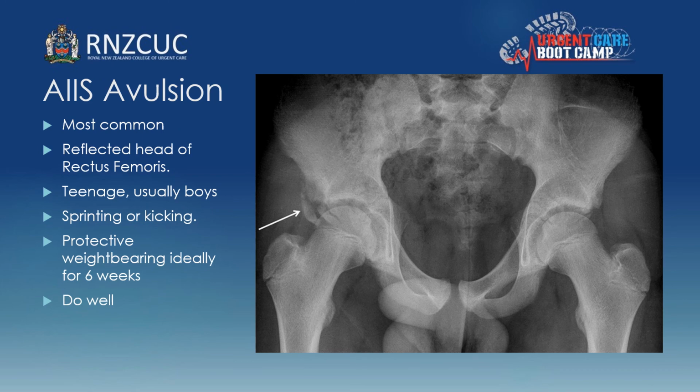Onto the pelvic avulsions. AIIS is the most common. These aren't super common injuries. You just need to be aware of them, and they're usually teenagers, usually boys, 3 to 1 preponderance to males, sprinting or kicking, sudden pain in the anterior hip. The AIIS ones are from the reflected head of quadriceps, and they just do well. They need a bit of protective weight bearing, they can crack on.